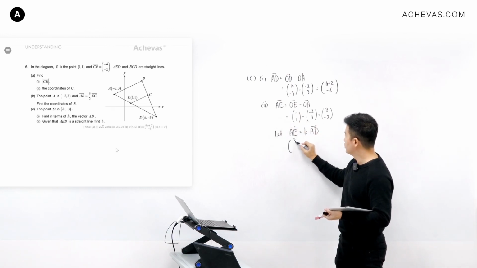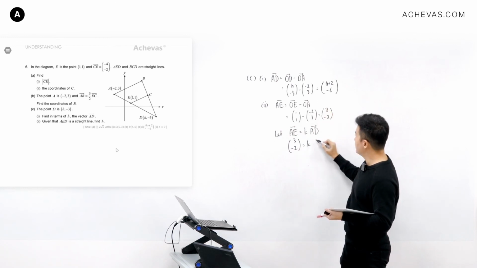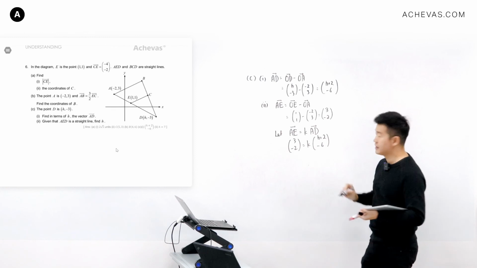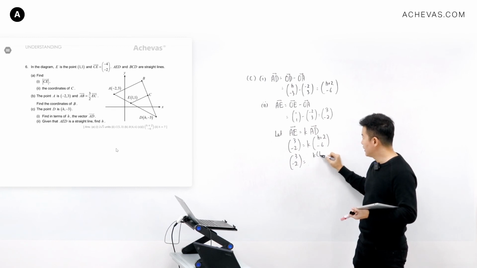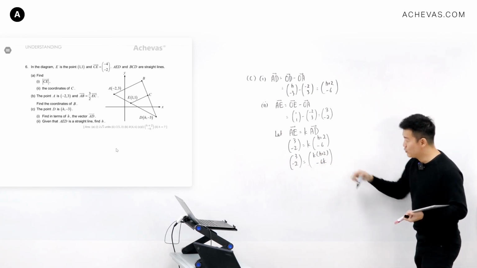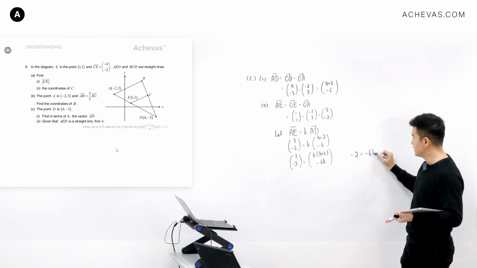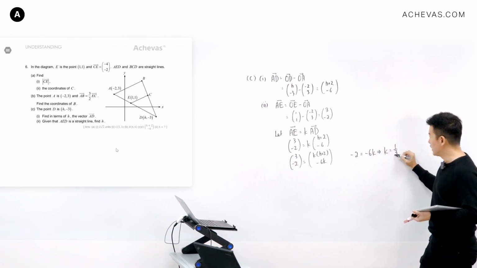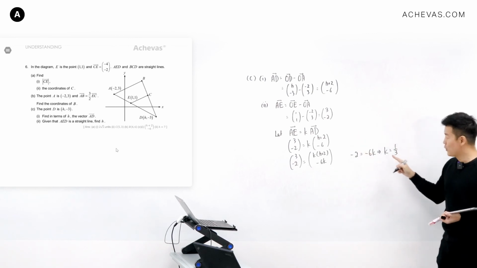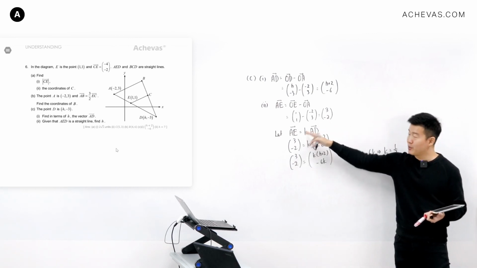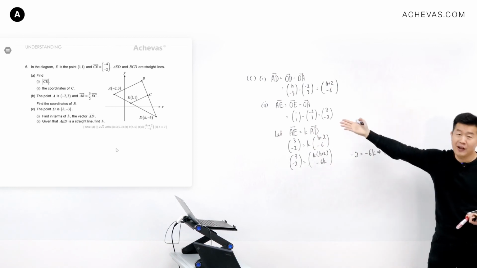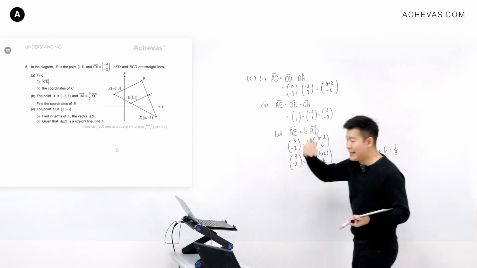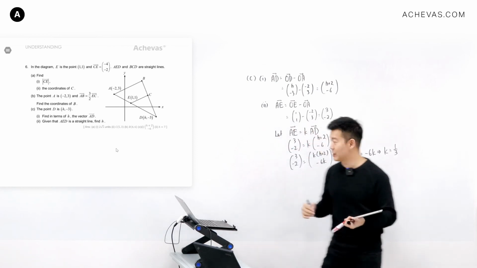So AE, which is (3, -2), is equal to k times AD, which is (h + 2, -6). This means (3, -2) is equal to k times this. Using the second row, we have -2 is equal to -6k. This tells me that k is equal to 1/3. It is positive. Unlike the previous question, where we got k to be a negative number, here we got k to be a positive number, which means that AE and AD are in the same direction. In fact, I can see that in the diagram: AE and AD are all pointing in the same direction.